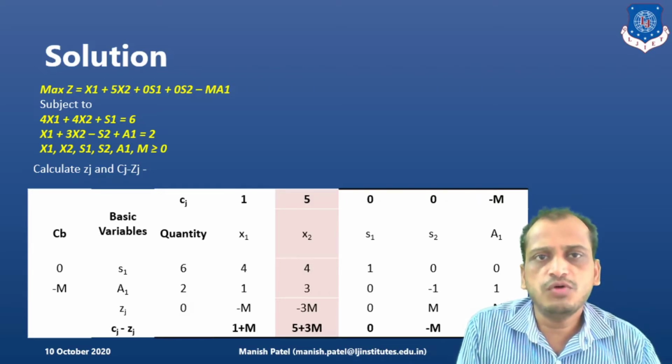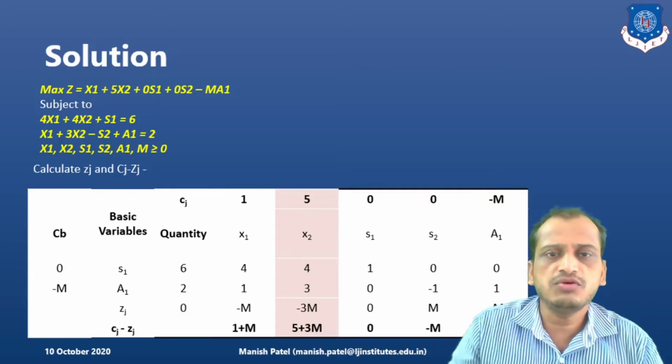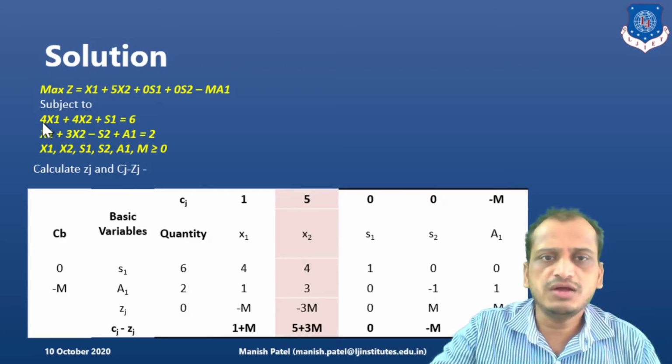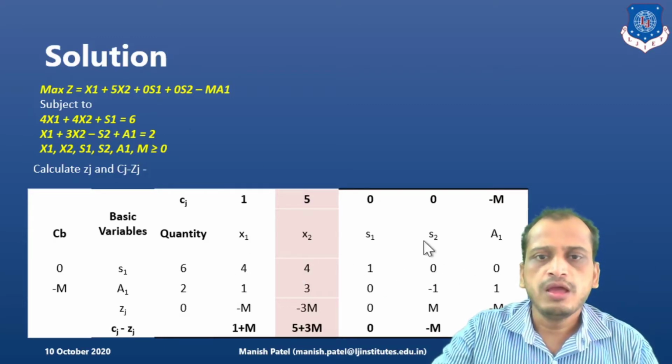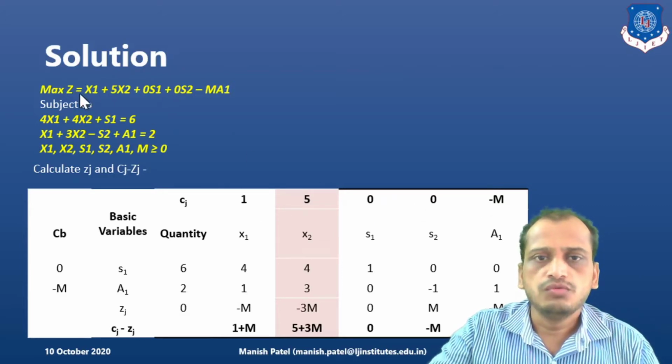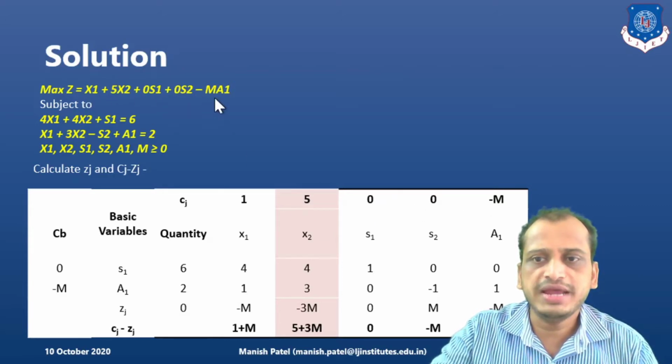Now first of all, what we calculate? We calculate zj and cj minus zj. So how do we calculate that? First of all, let's write down the coefficients here. 4, 4, 1, 0, 0. The coefficients of the objective function we write on the top: 1, 5, 0, 0, minus M. The variables are x1, x2, s1, s2 and a1.